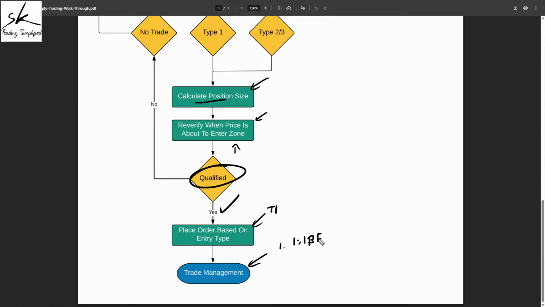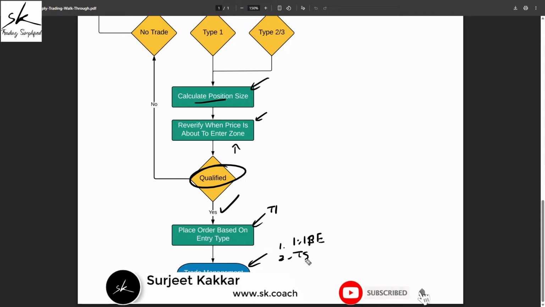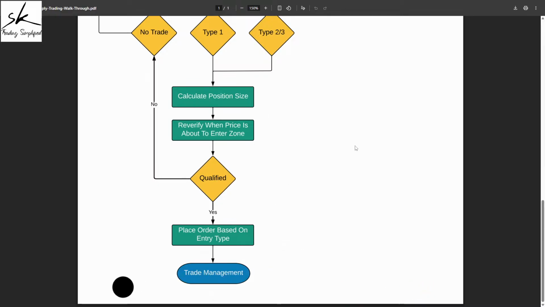And once your order has been executed, the last step is your trade management, where step 1 is 1:1. We make it a break-even trade, like you saw in some of the examples we were reviewing today. And after that, if you get the opportunity to trail onto it, we start using our trailing stop loss. So this is how we plan trades, very mechanically, very rule-based.